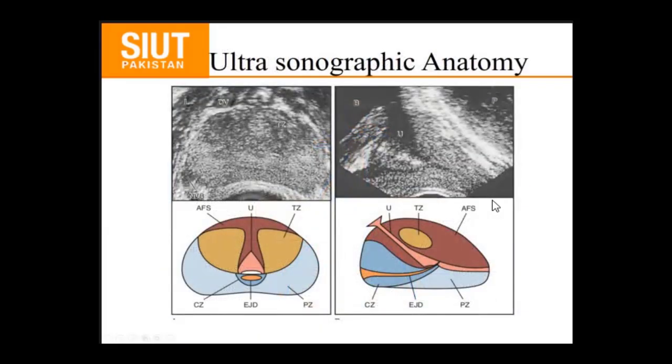Ultrasonographic anatomy. The prostate looks like this on the ultrasound axial view, and this is the sagittal view. This is the transitional zone here, and this is the peripheral zone here. And this is the axial view. We can see the urethra, and this is the bladder.